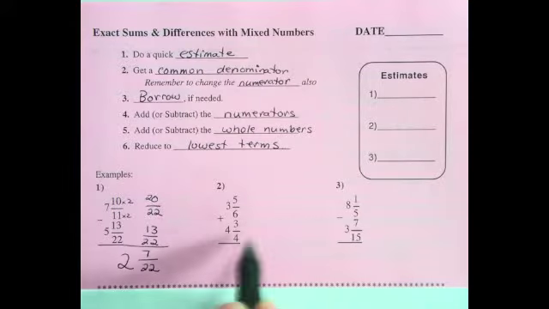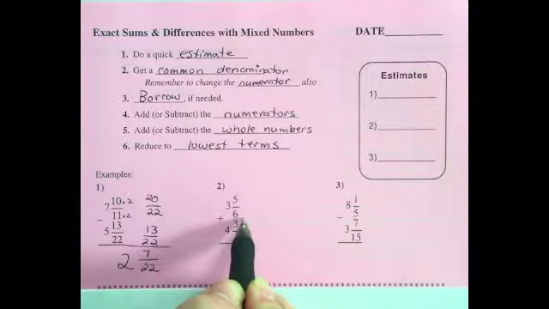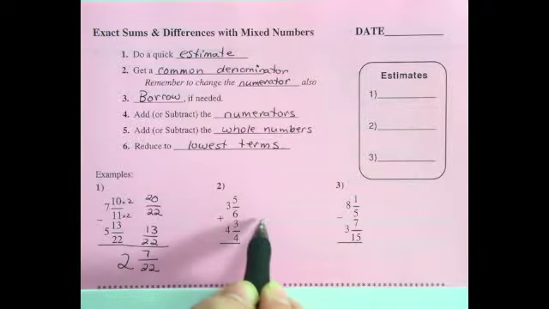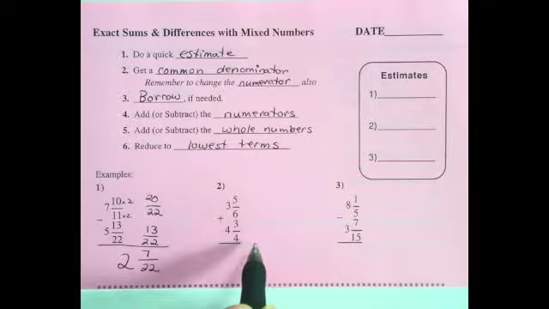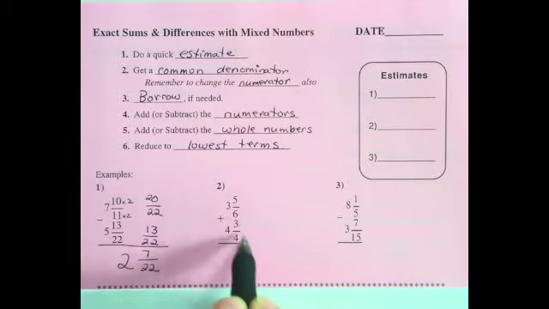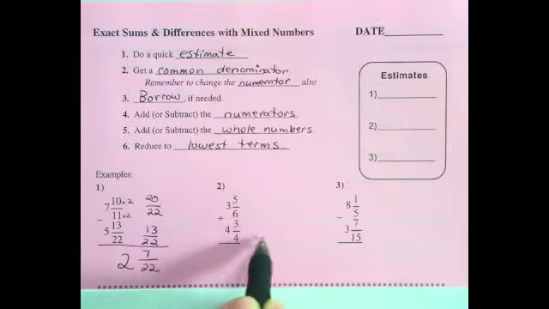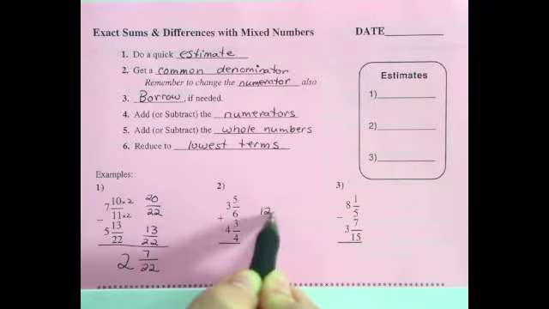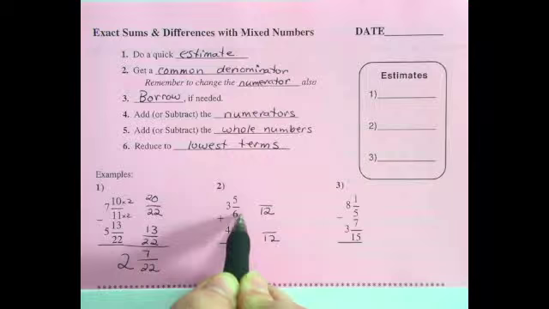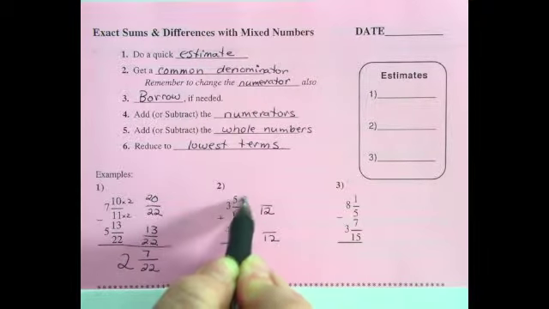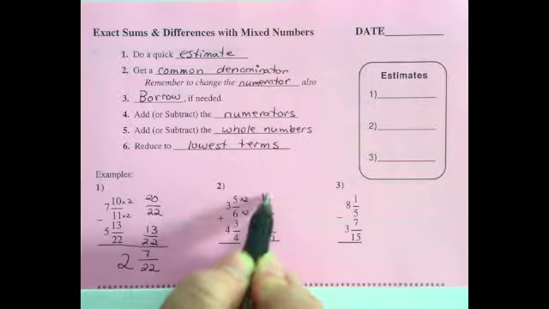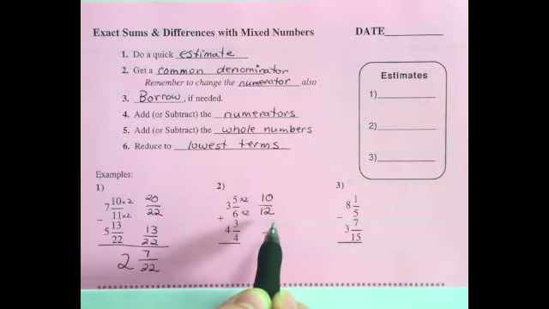Example number 2. Again, we need to find a common denominator. 6 times 4 is 24, and that would work for our common denominator, but there is a lower number. 6 and 4 also both go into 12. So I want to make it easy. I'm going with the lower number. So now 6 times 2 gives me 12. So I need to do 5 times 2, and now that is 10 twelfths.